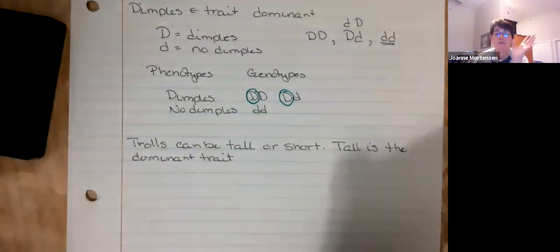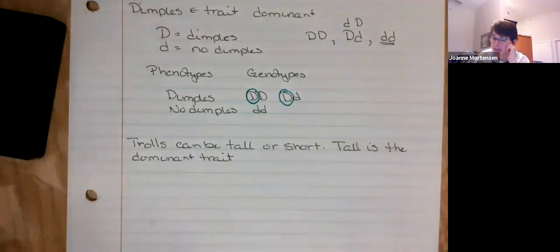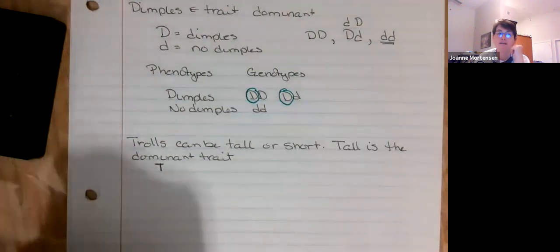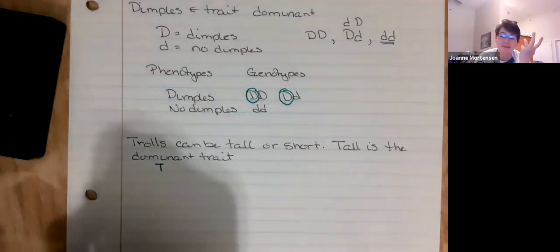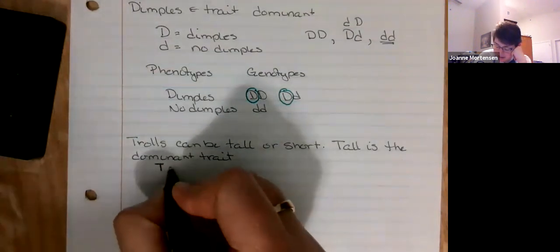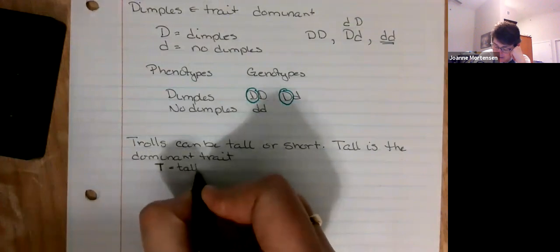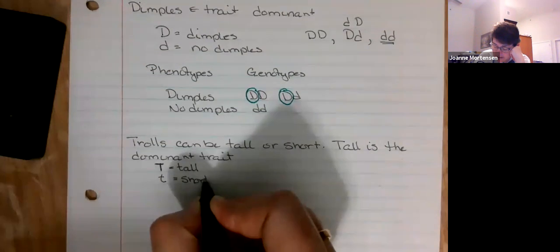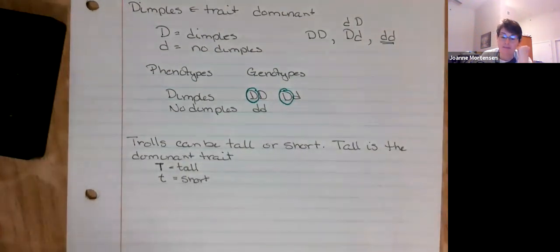It doesn't really matter what letter you chose, but I tend to make my life easy. If I'm talking about tall and short, and tall is the dominant one, I'm going to use T. So I don't have to think later on, like, well, what does B stand for? Just go with T. So T is for tall, and little t is for short. You're not allowed to use two different letters yet. That comes later.